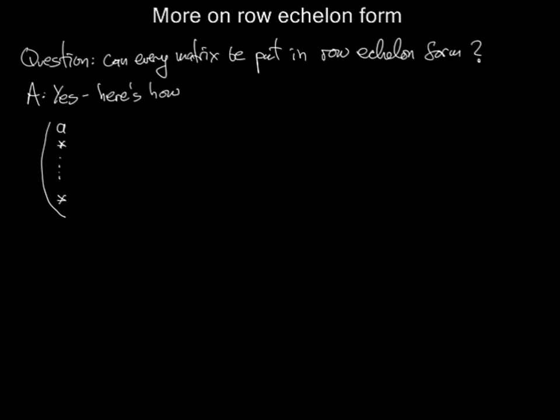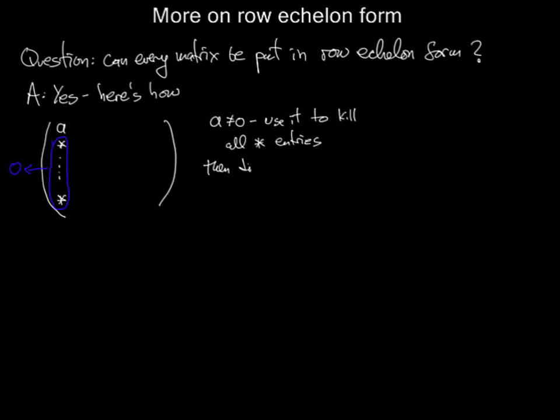So you look at the first column of the matrix and you label the first entry A. And if A is non-zero, you're in good shape. What you do is you use A to kill all of the entries below it. Okay, and then A being non-zero, you can divide the first row by A to turn it into 1. So I'm actually going to be putting it in reduced row echelon form. Otherwise, I wouldn't need that step.